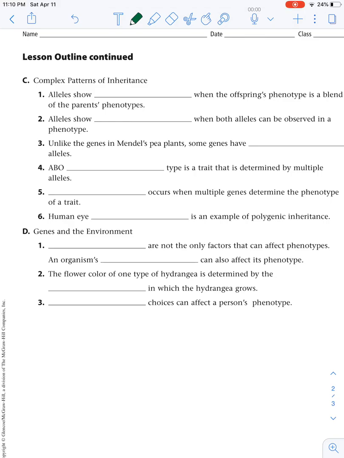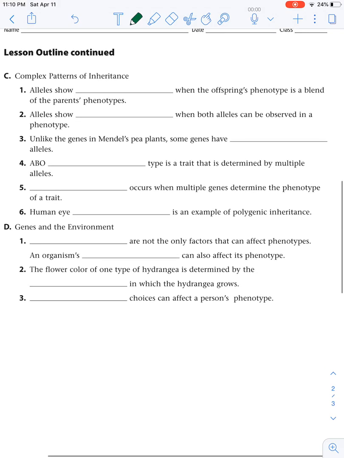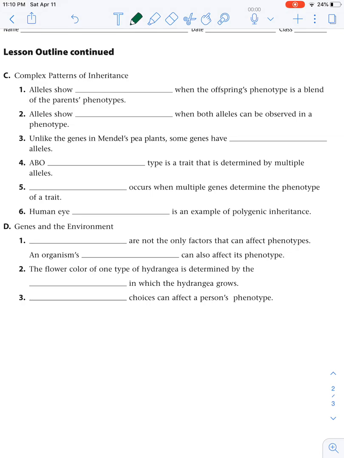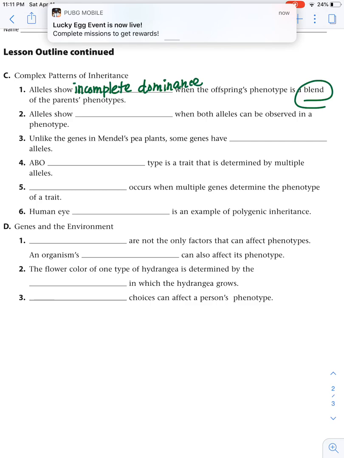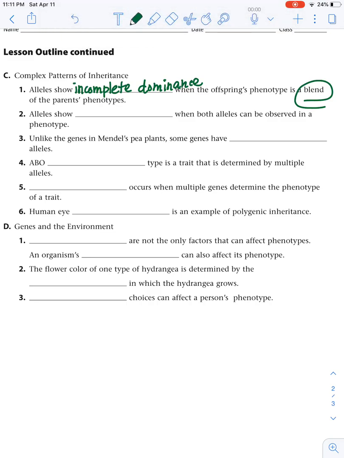So the complex patterns of inheritance. Alleles show incomplete dominance when the offspring's phenotype is a blend of the parent's phenotypes. That means if you have a dominant phenotype that's red and a recessive phenotype that's white, the incomplete dominance would show something like a pink. It's a blend of the two.